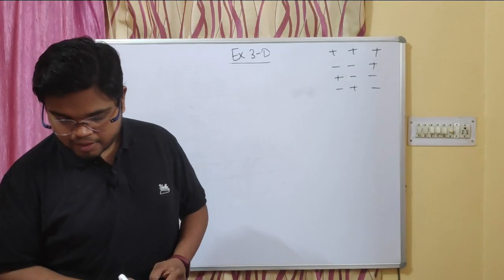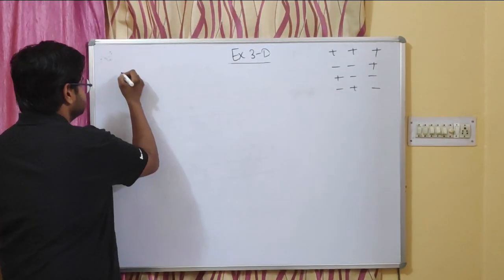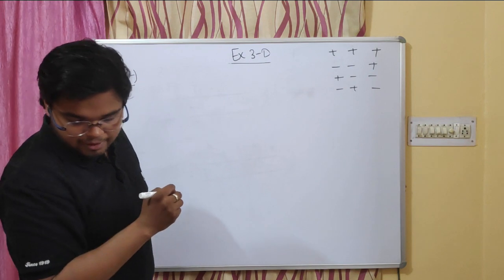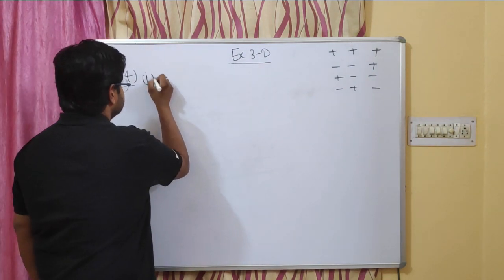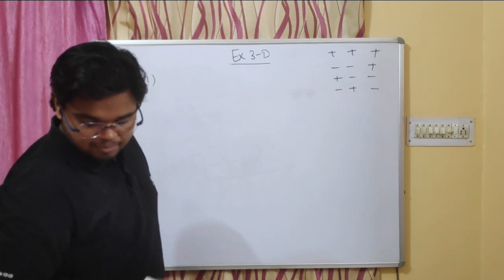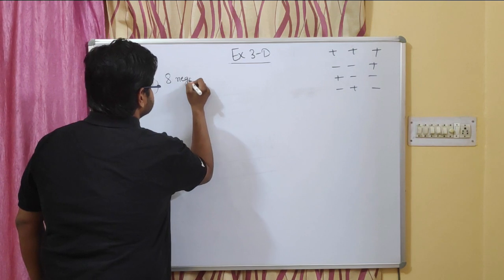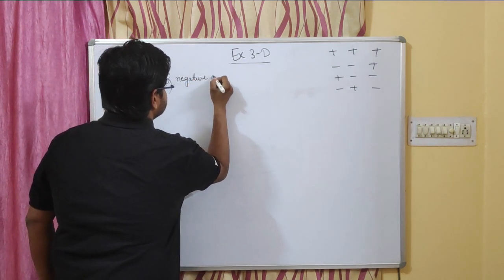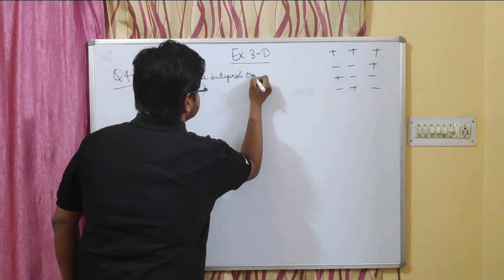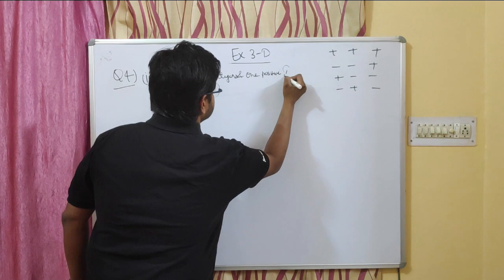Question number 4. What will be the sign of the product if we multiply together 8 negative integers and 1 positive integer?